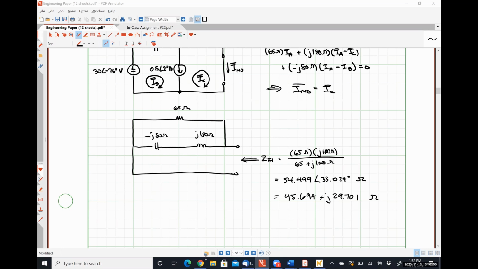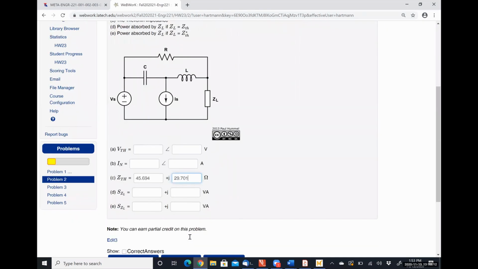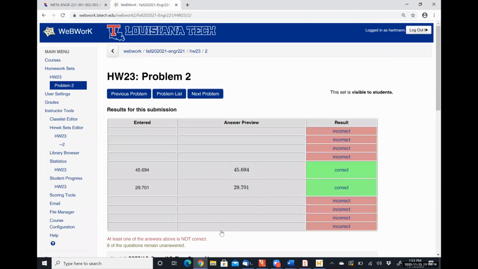All right, so let's see if this works without me looking like a jackass this time. 45.694, 29.701. So let's check this. I'll be danged, we got it right.